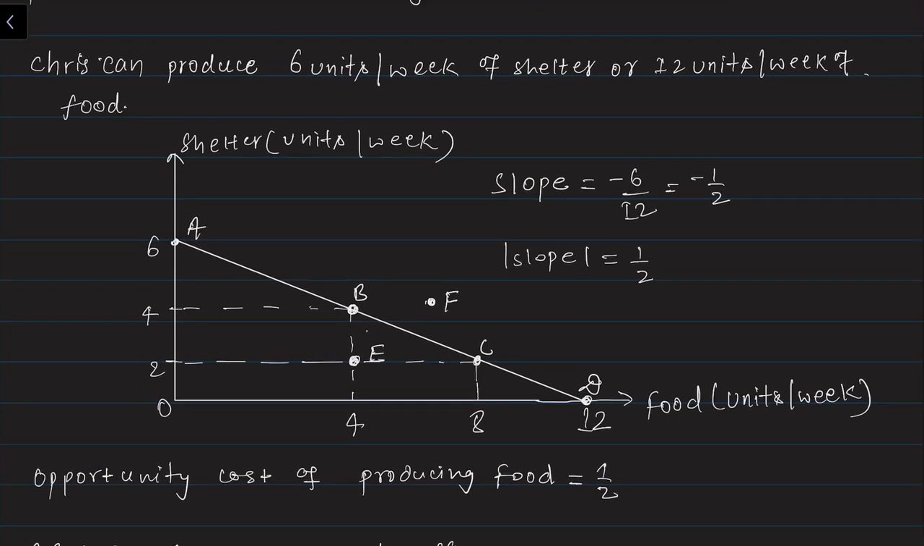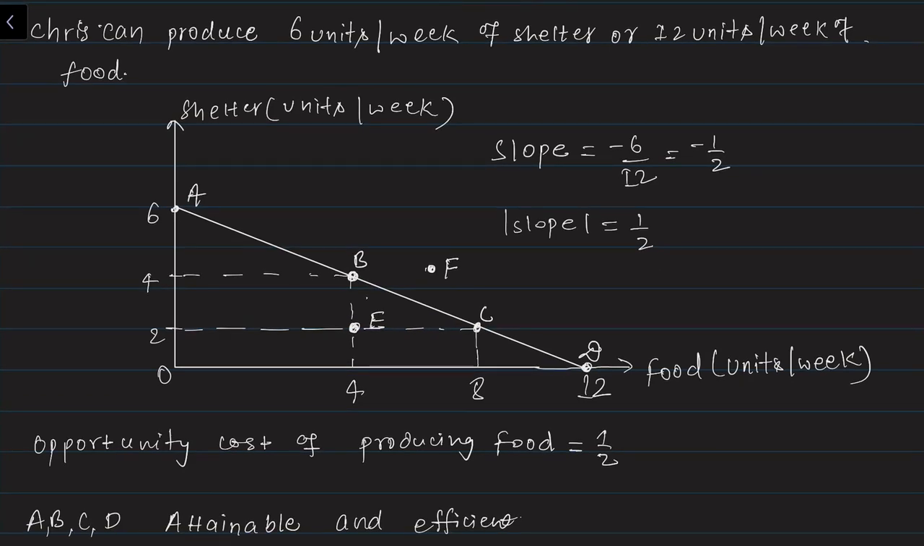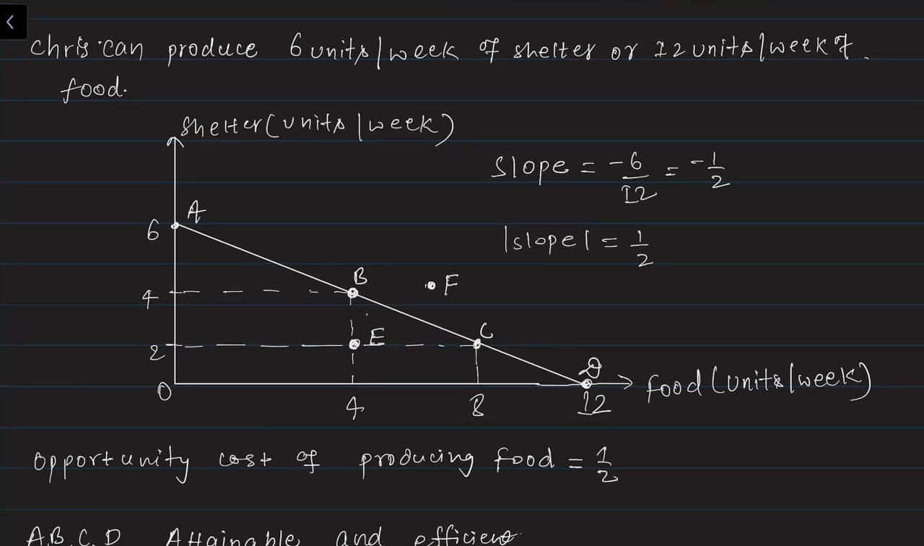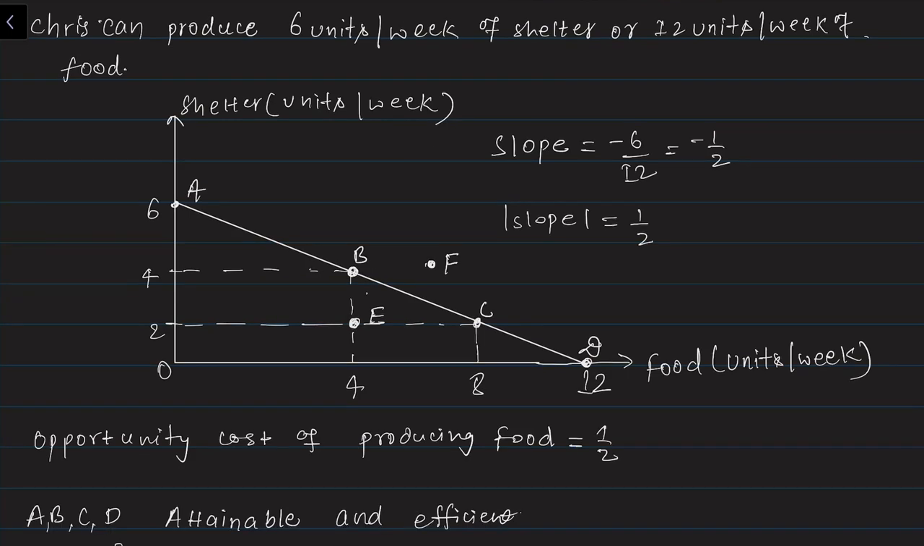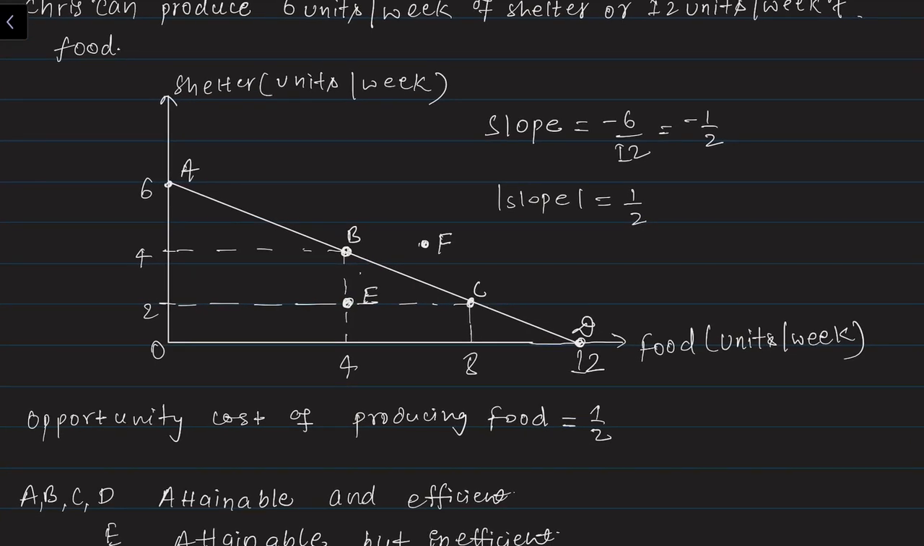Suppose Chris is the only person in the economy and he can produce 6 units of shelter per week or 12 units of food per week. So here is the graph. On the horizontal axis, we have food production per week, and on the vertical axis, we have shelter production per week. So if Chris produces 0 units of shelter, what is the maximum amount of food that he can produce per week? That is 12, right? So here is 12.